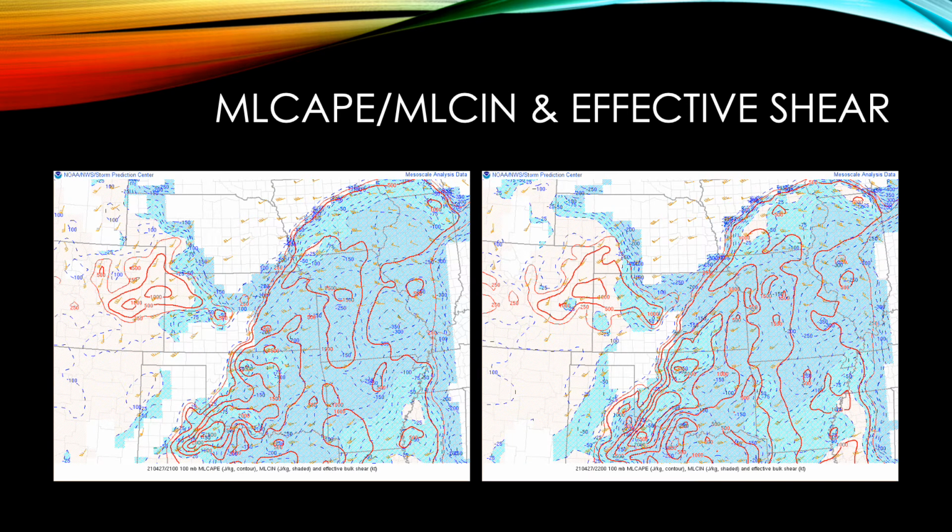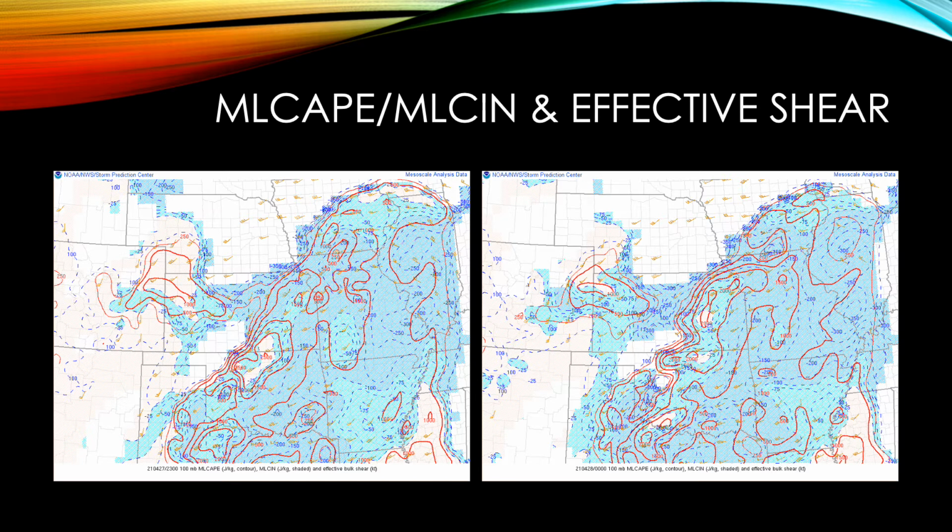Next, looking at the mixed layer CAPE and CIN, this is using the 100 millibar plots. You can see a nice CAPE max right ahead of that frontal boundary there. So we have 1,000 joules here at the 21Z, and then 1,800 by 22Z, and again that remains somewhat stationary.